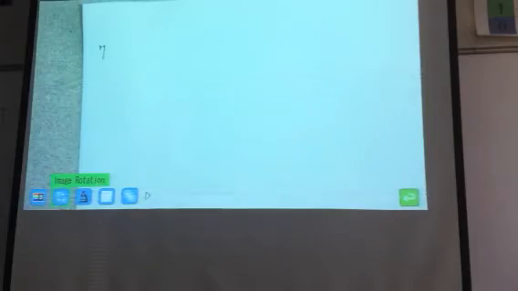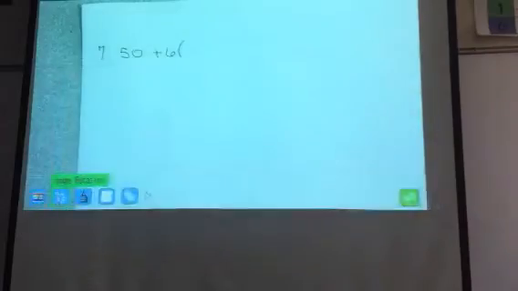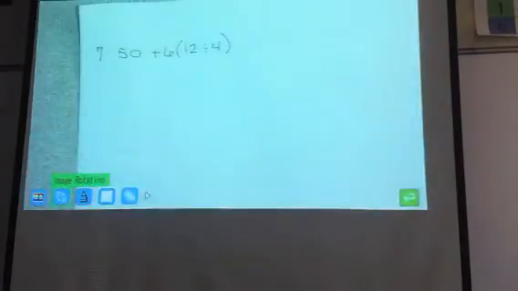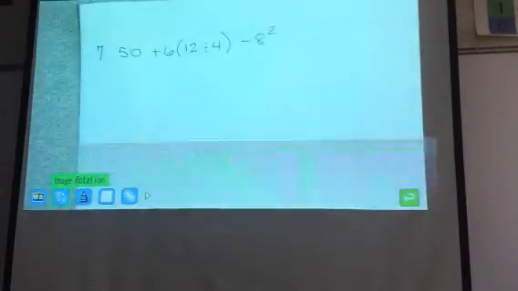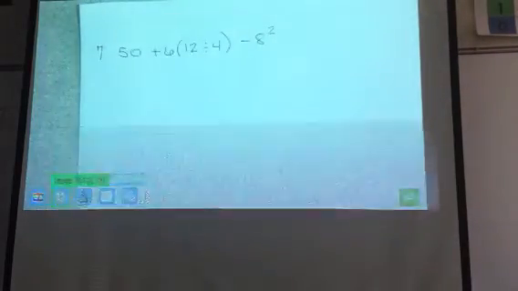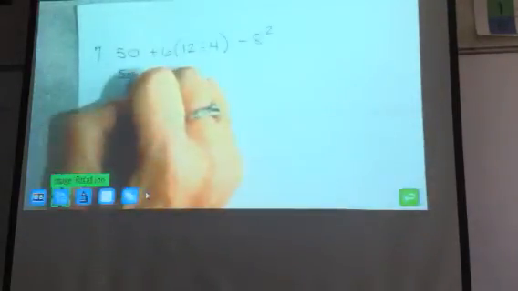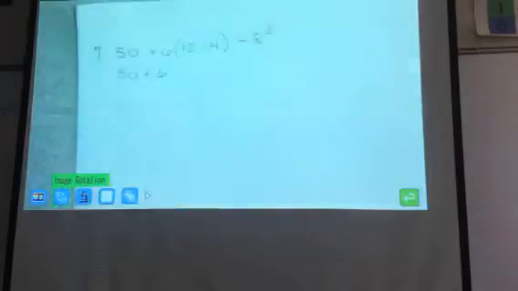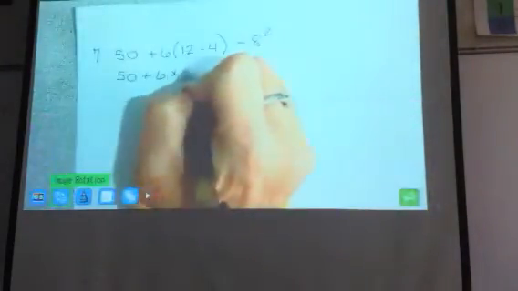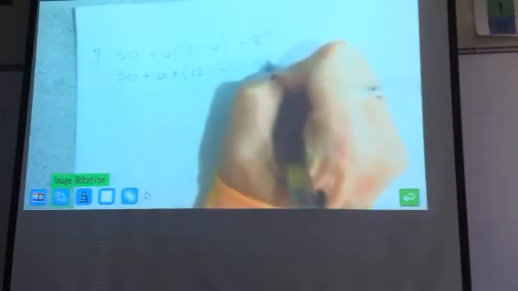Number 7 is 50 plus 6, and then a parentheses right there, there's no sign, 12 divided by 4 minus 8 squared. Holy man, that seems kind of confusing to me. So first of all, I'm going to tell you some things that you may not know at this time. I am just going to recopy this, and if a number is right next to parentheses, that means multiplication. So I'm going to add that sign in for you guys, just so that you see.